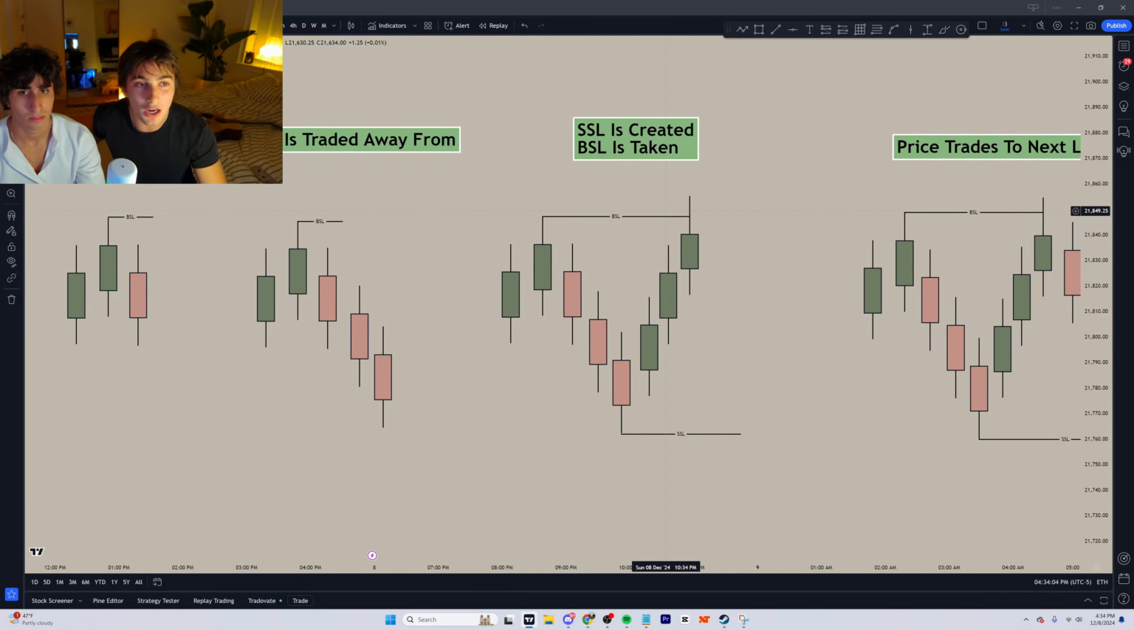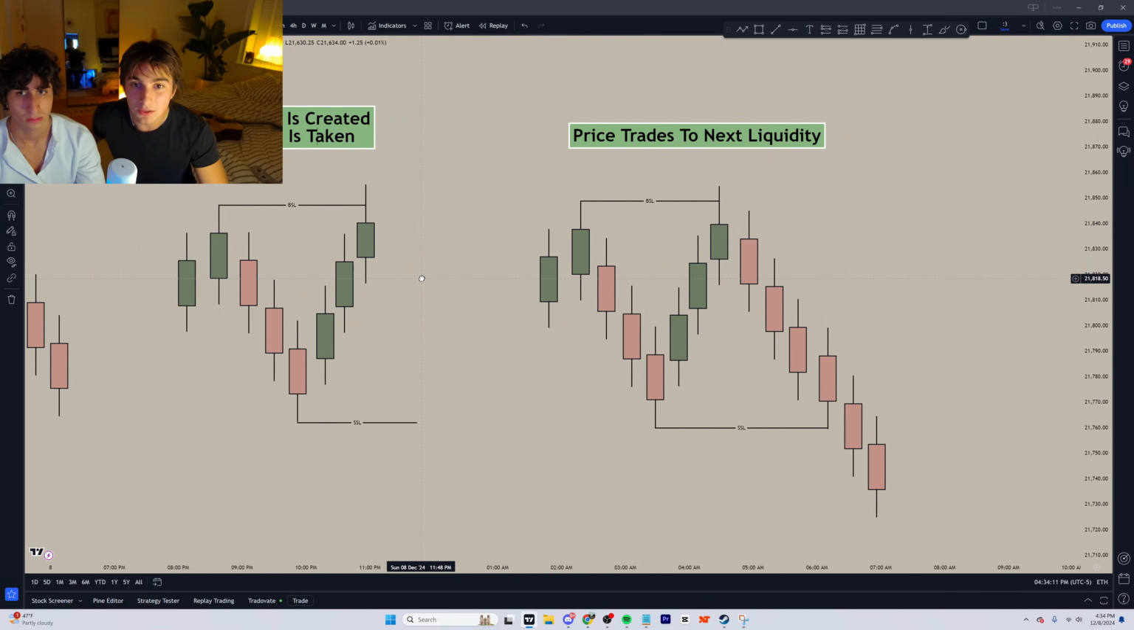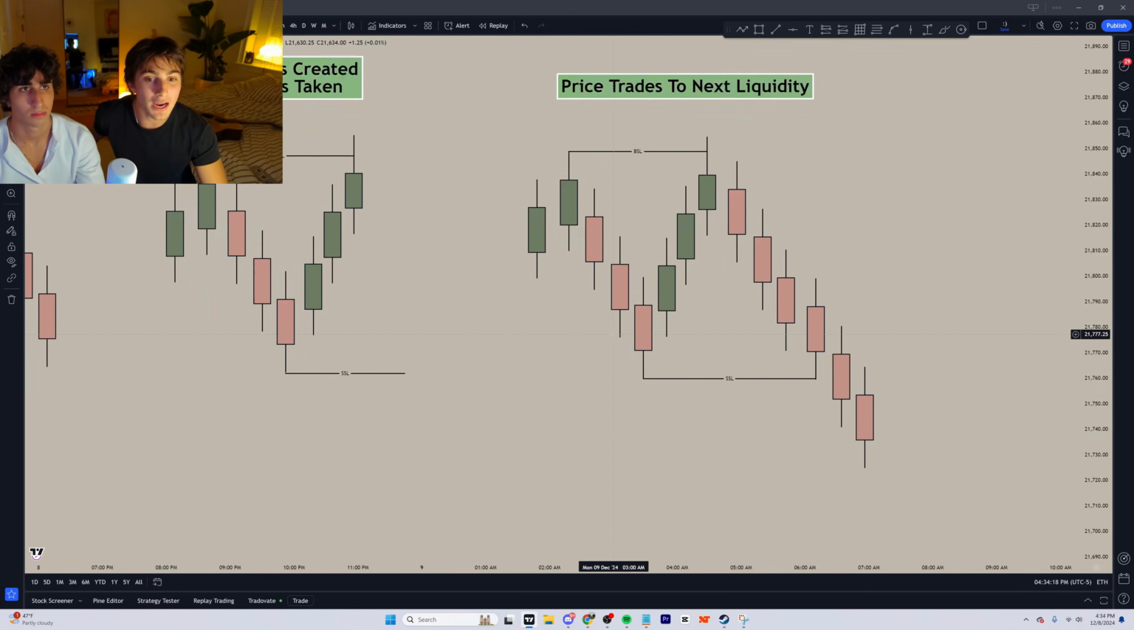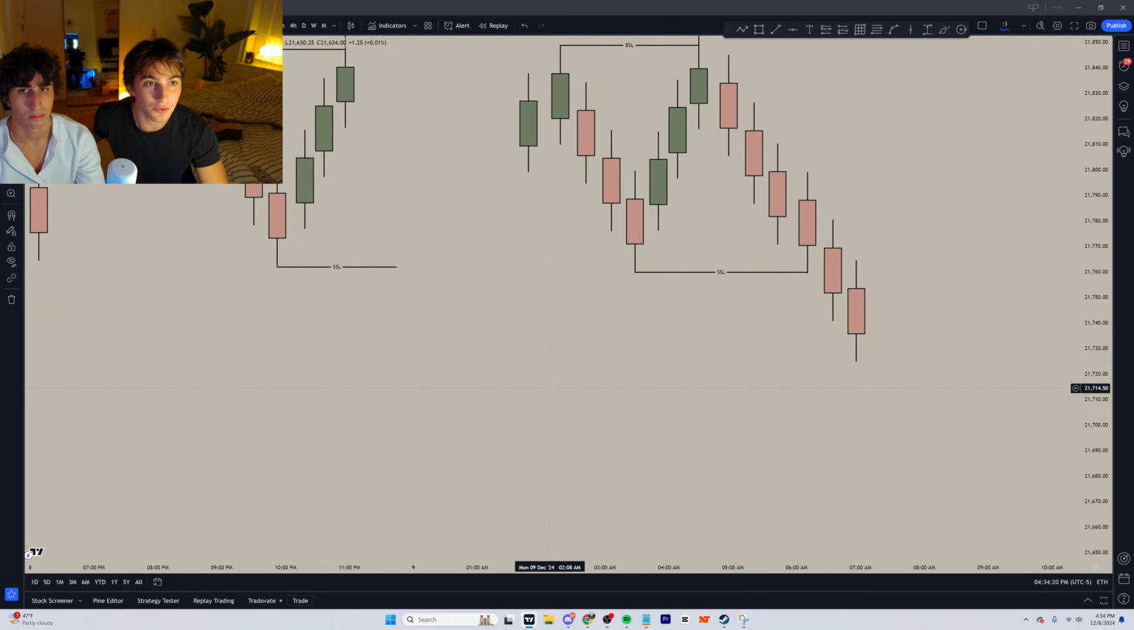So now we are stopping out all the people who were shorting the market, where buy stops are resting at this swing high. And finally, price trades now to the next liquidity, which is going to be that sell side liquidity we had created, or any other liquidity that is resting further down in the market.